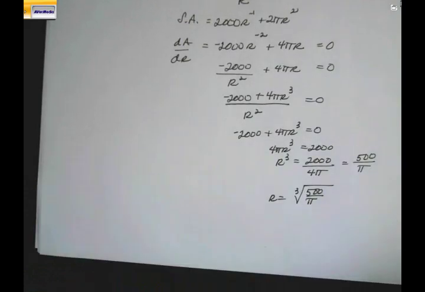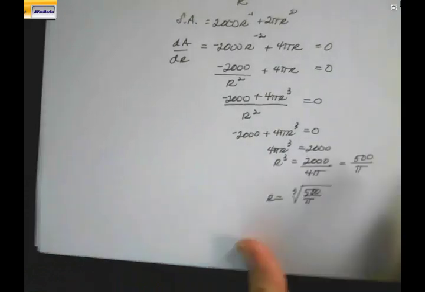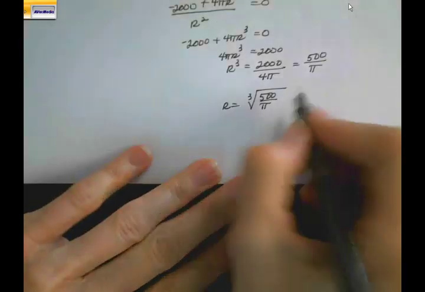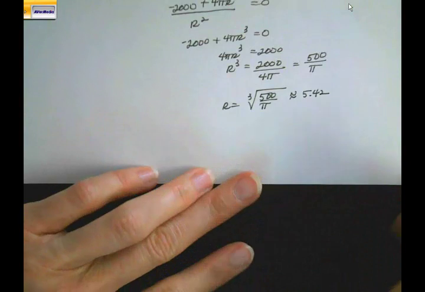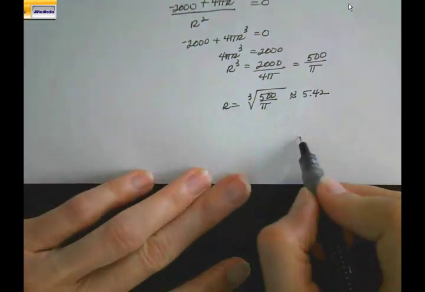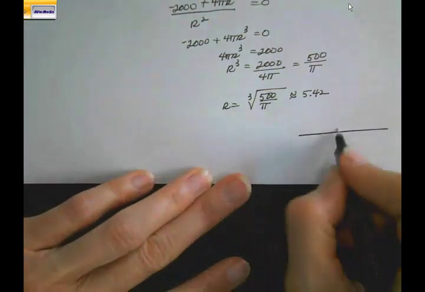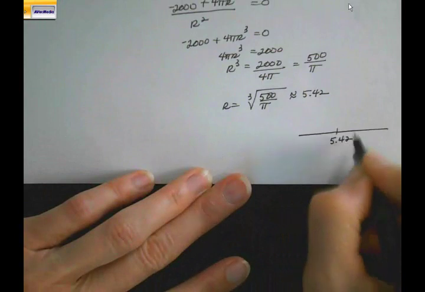Boy, I'm low on this page. I'm writing too big. Now then, I've done an approximation on this. This is approximately 5.42. So let me see if I can fit a sign chart on here. My critical value is 5.42.